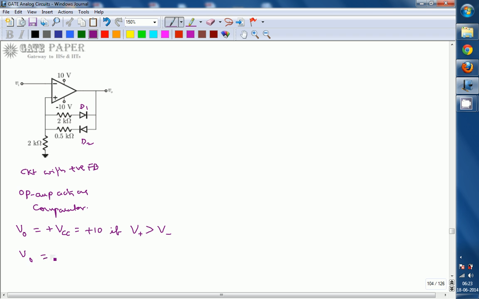Otherwise, V0 is equal to minus VCC, which is minus 10 volts, if V minus, the voltage at the inverting terminal, is more positive than the non-inverting terminal. So whichever terminal dominates, the corresponding saturation voltage will be the output. The output voltage is always either plus 10 volts or minus 10 volts, depending on which terminal is dominating. Here the analysis is done in two different cases.